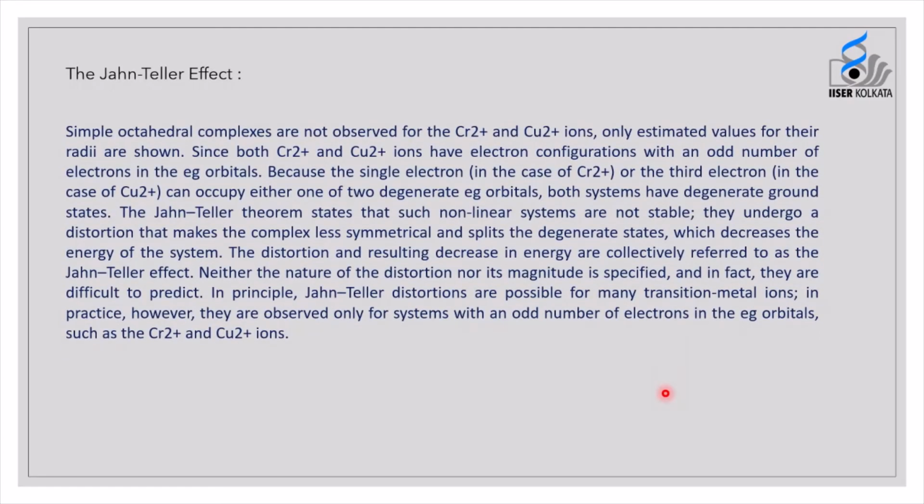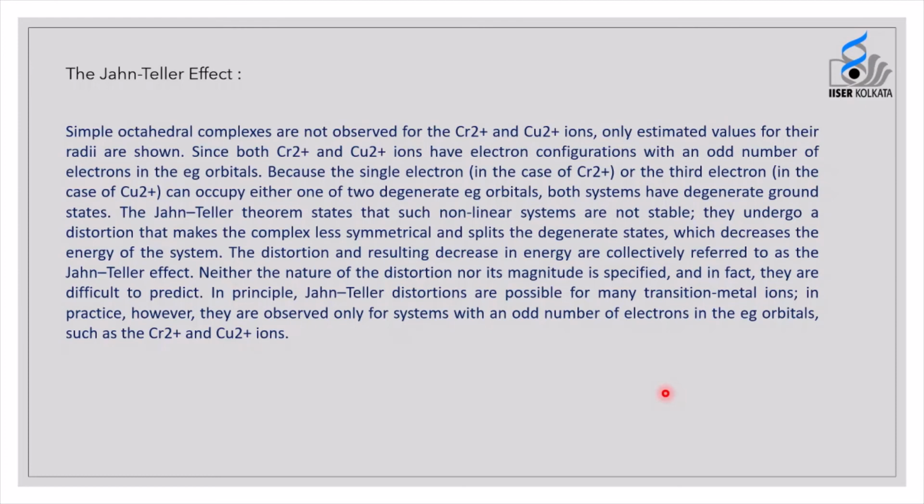Now we will study the Jahn-Teller effect. Simple octahedral complexes are not observed for the Cr2+ and Cu2+ ions, as I stated previously. Only estimated values for their radii are shown, because we cannot calculate them precisely. Both Cr2+ and Cu2+ ions have electron configurations with an odd number of electrons in the eg orbitals, because the single electron in the case of Cr2+ or the third electron in the case of Cu2+ can occupy either one of the two degenerate eg orbitals. Now both systems have degenerate ground states.